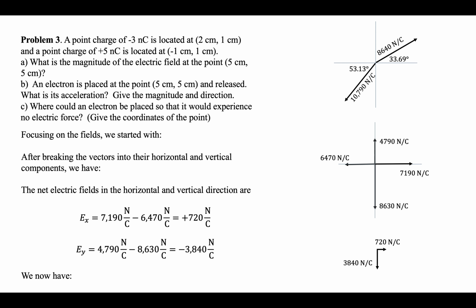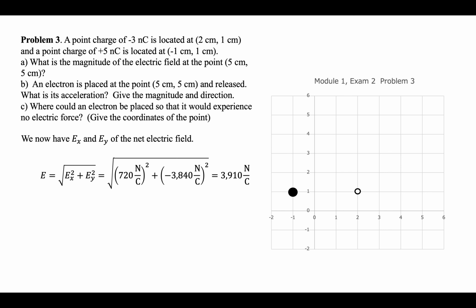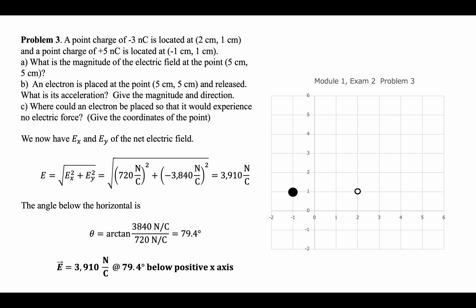Now we're almost done because we have the components. We can get the magnitude. It's E sub x squared plus E sub y squared, square root. So the magnitude of the net electric field vector at the point 5,5 is 3910 newtons per coulomb, and it is 79.4 degrees below the horizontal. So we have the direction, we have the magnitude, and that's the answer. That's the electric field vector at 5,5.